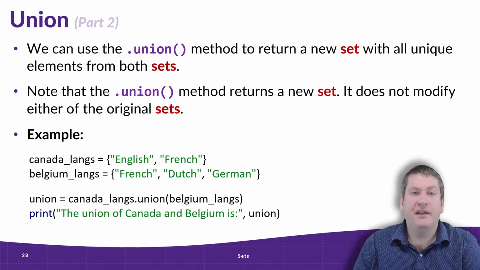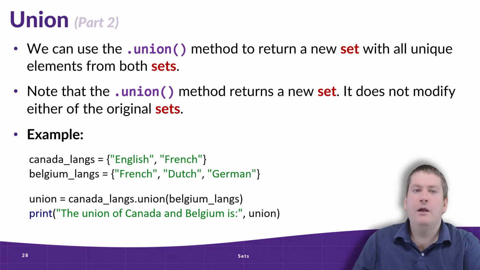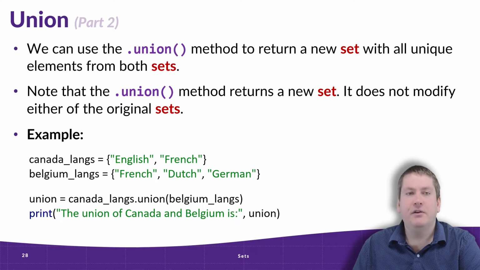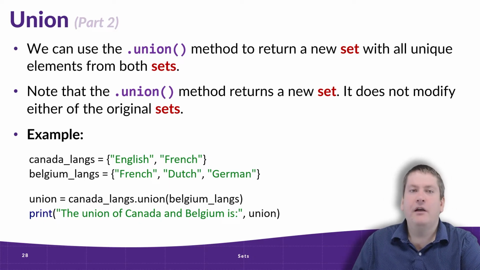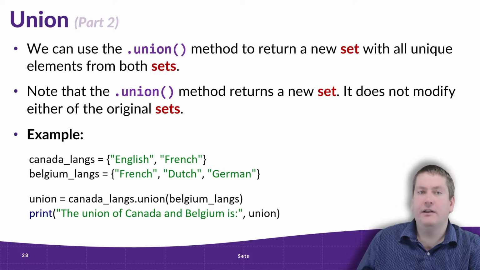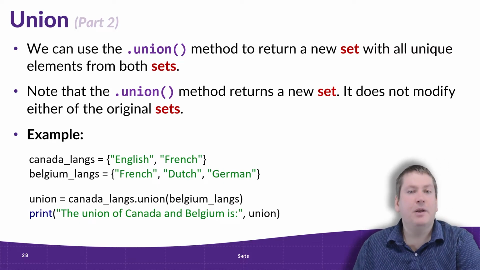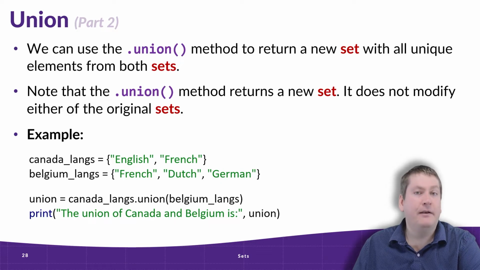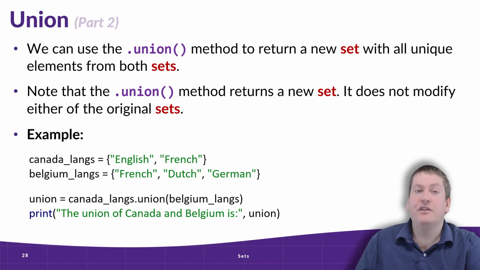Here we have both of the sets that we saw before, but defined in Python. So we have the Canada set with English and French. We have the Belgium set with French, Dutch, and German. On the next line, we are creating a new set called union, and we're creating that using the union method. So we're saying Canada lang set, and we're calling the union method on that, and the argument we're passing is the Belgium lang set. So this is going to combine the elements from all of the sets except French is not going to be duplicated, there'll only be one copy of it.